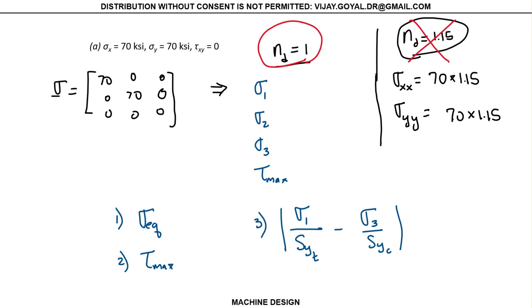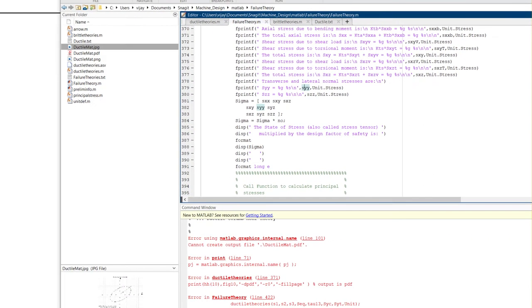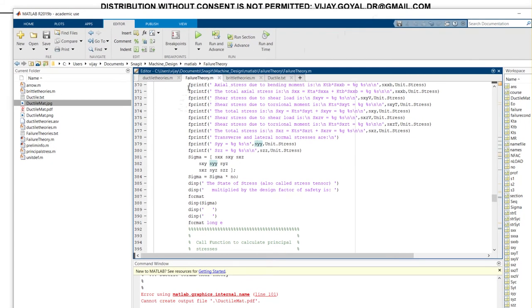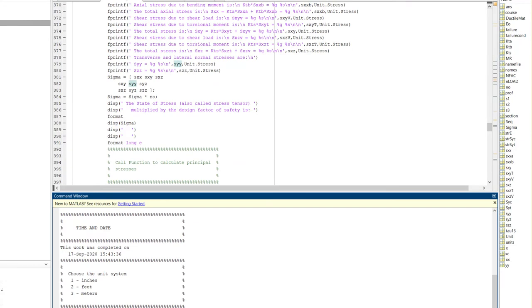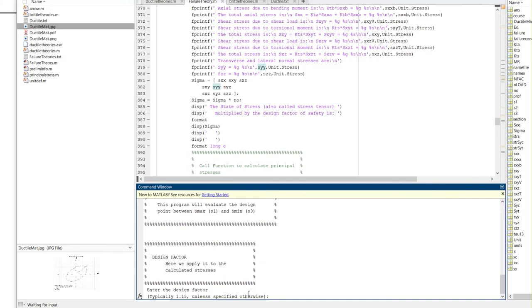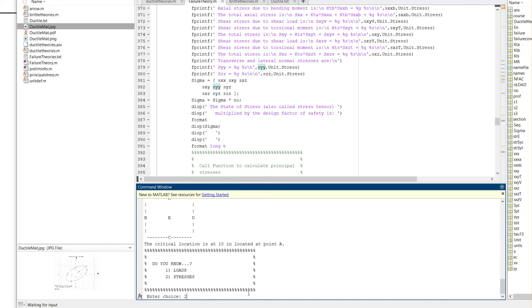Okay, so to start the problem, let's solve the problem using my MATLAB code. Okay, this is the MATLAB code. You go to the failure theory and you press run. Now, when I press run, the problem down here is asking what units. I'm working in inches, working in ksi. And as I told you, the design factor in this problem is equal to 1 because it doesn't specify anything, but typically 1 over 1.15. And what do I have? I have stresses, so I press number 2.